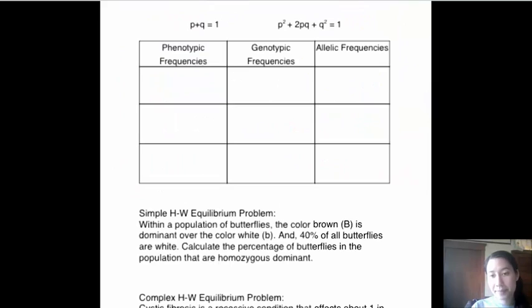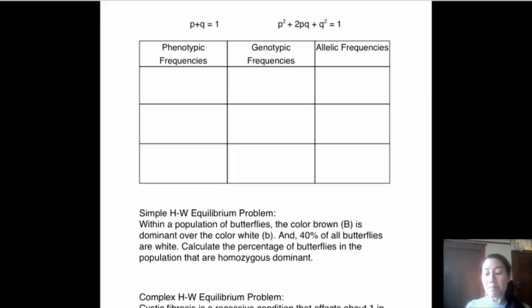So I've included the two Hardy-Weinberg equations here at the top. And the Hardy-Weinberg equations are always provided for you. They're on the AP formula guide, so you don't have to worry about those. But you do have to know what they mean. So I've broken it down into this chart that we've used in class and that you need to know by heart, because no one's giving this to you on the test. So I've broken it down into phenotypic frequencies, genotypic frequencies, and allelic frequencies.